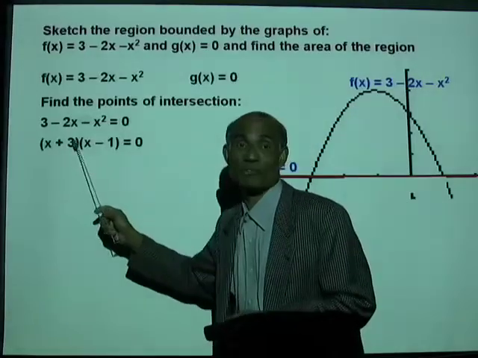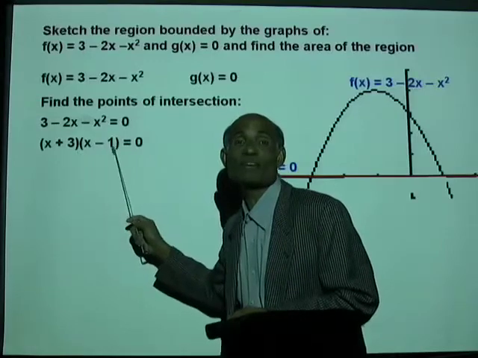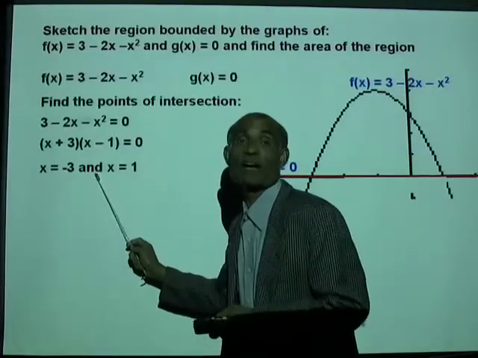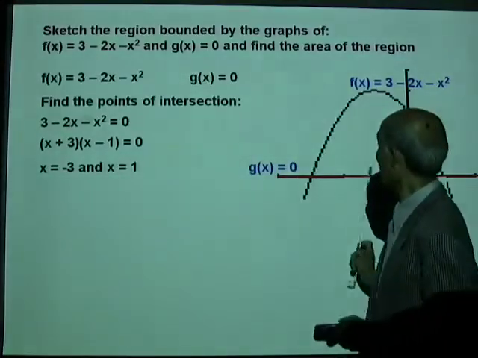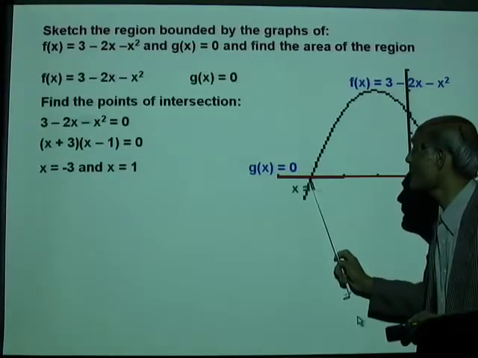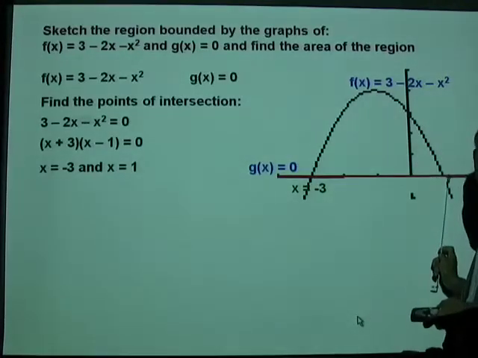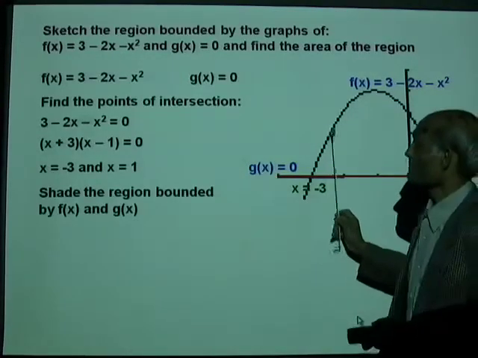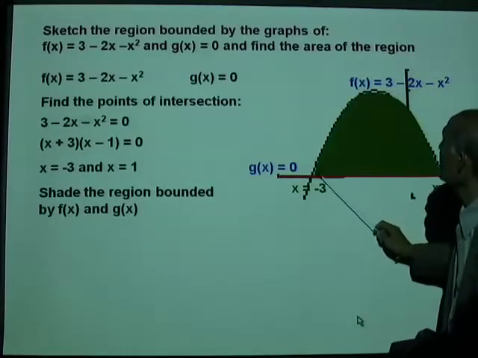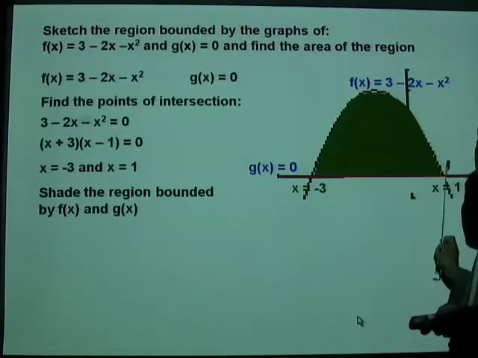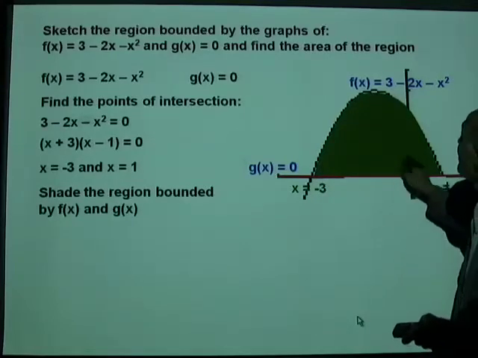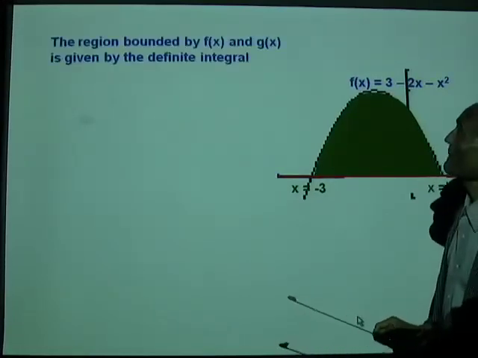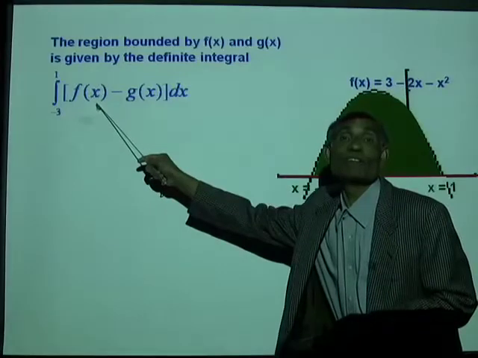Well, you can factor it. Try this. It will be x plus 3 times x minus 1 equal to 0. That will give you x equal to negative 3 and x equal to 1. So, one point of intersection corresponds to x equal to negative 3 and the other point corresponds to x equal to 1. Therefore, we now shade the area between x equal to negative 3 and x equal to 1. The area enclosed by f of x with the x-axis. And write down the definite integral.